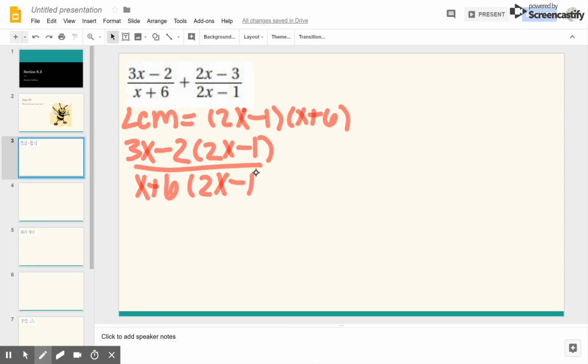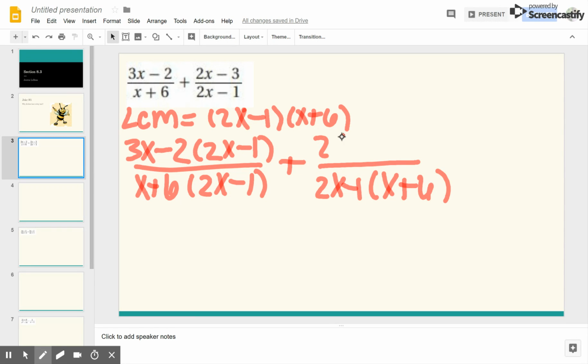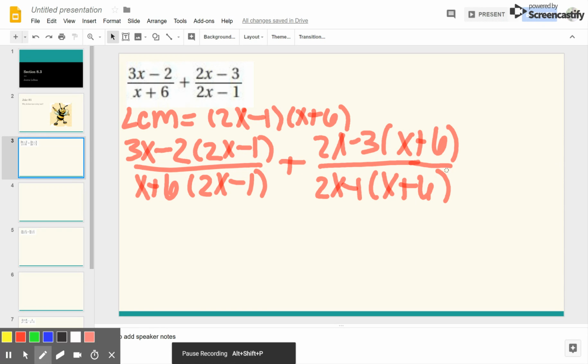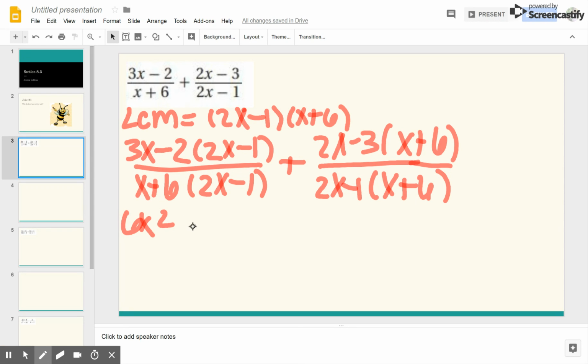You have to make the bottoms equal each other since we're adding something. So you have to make the denominators equal each other. By doing that, we are going to multiply the opposite. So if we do it to the denominator, remember we have to do it to the numerator. Now I'm just going to add everything together.